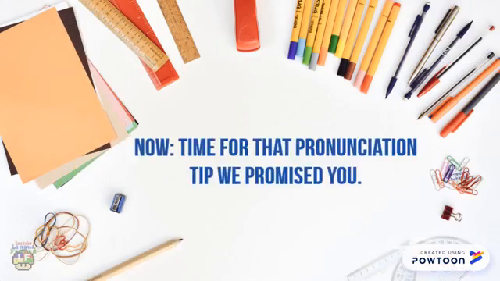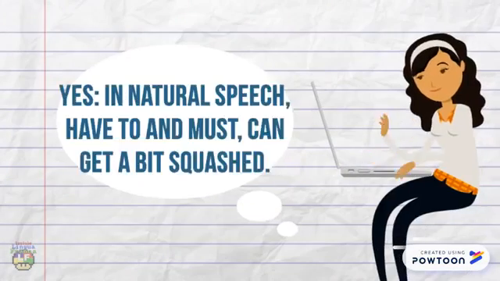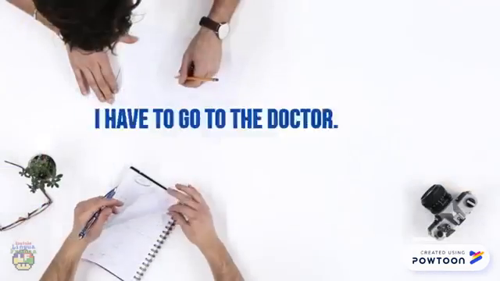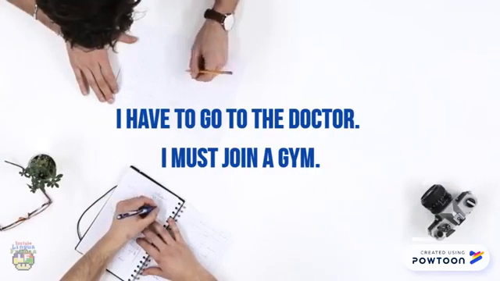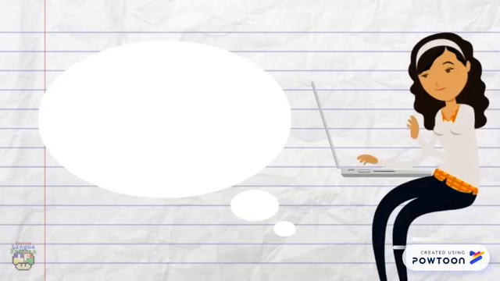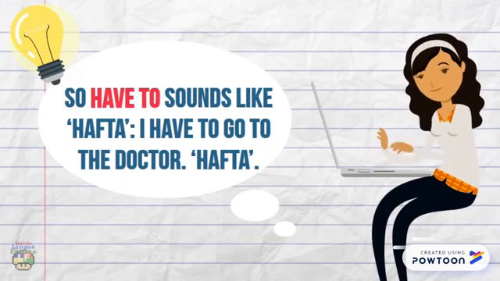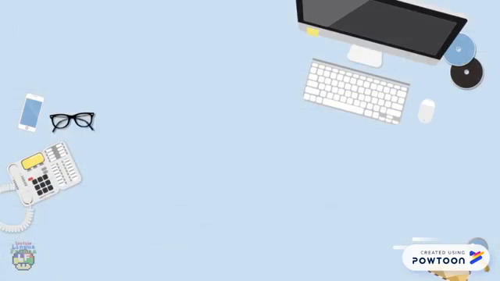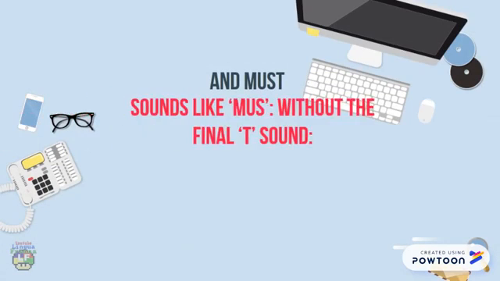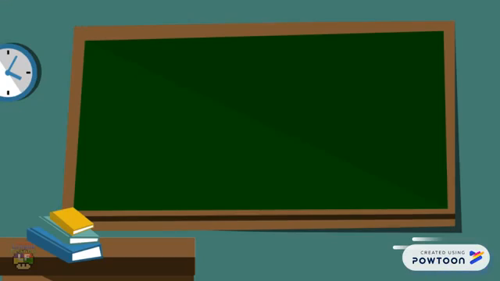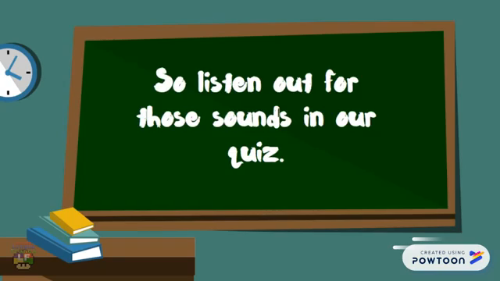Now, time for that pronunciation tip we promised you. In natural speech, have to and must can get a bit squashed. I have to go to the doctor. I must join a gym. So, have to sounds like hafta. I have to go to the doctor. Hafta. And must sounds like muss, without the final t sound. I must join a gym. Muss. So listen out for those sounds in our quiz.